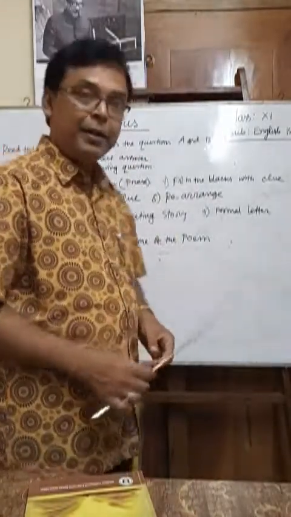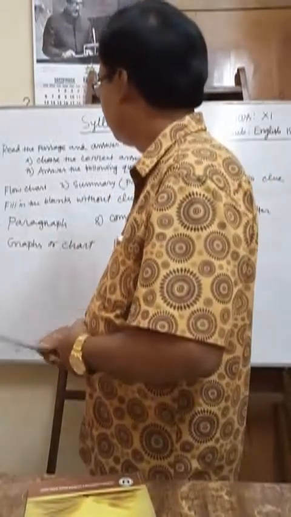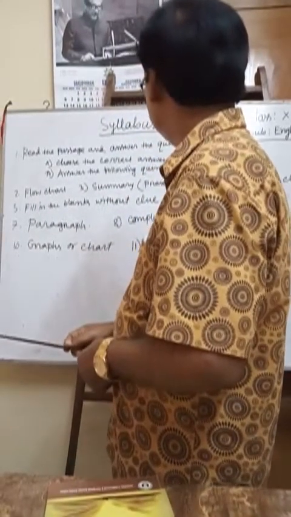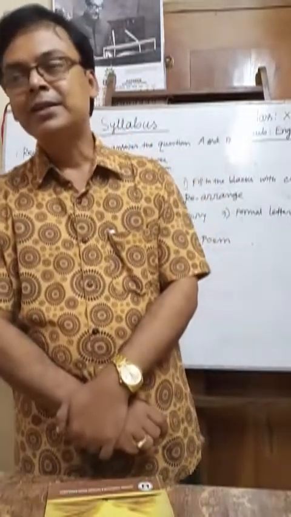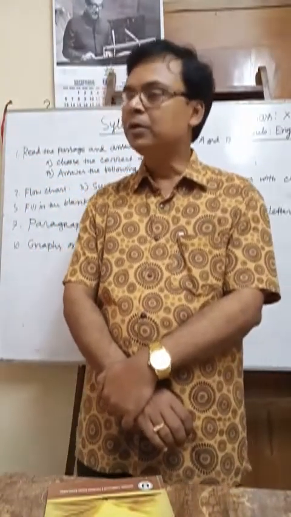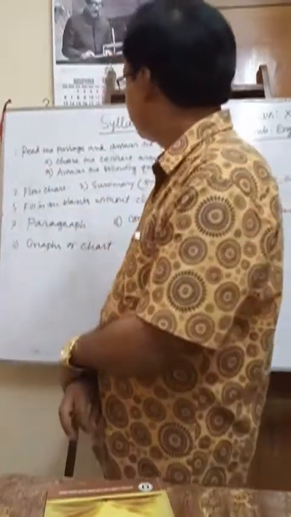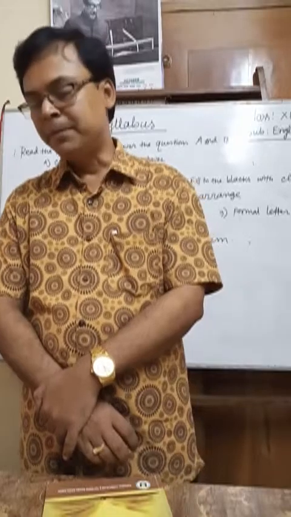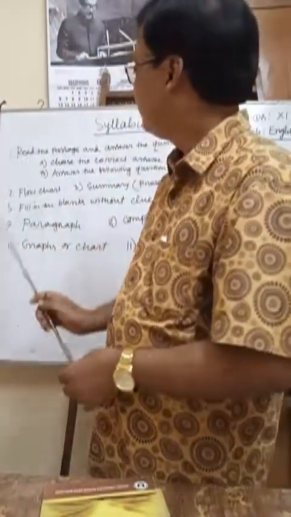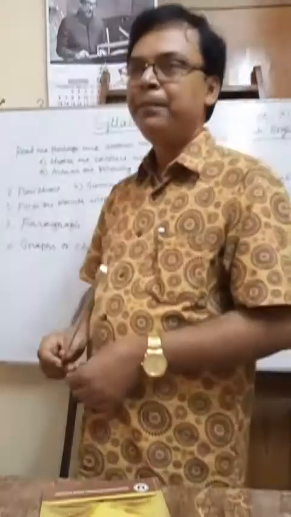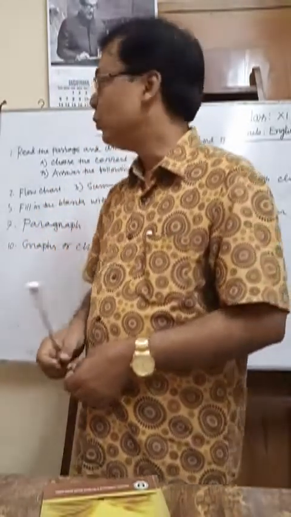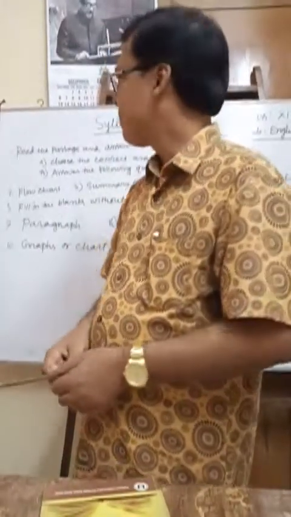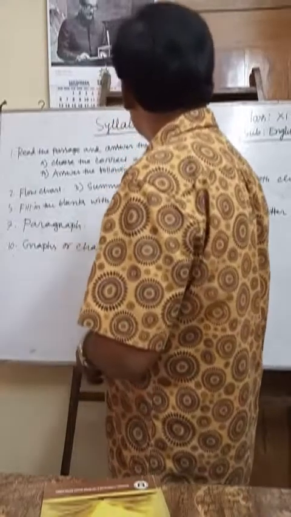At first, number 1, I have written that read the passage and answer the question A and B. I have told you before that there are some units and lessons in your textbook, and these questions must be answered from the lessons. And in your question paper, there will be a passage. You have to read the passage, and then you will write the answer. Number 1, read the passage and answer the question A and B.